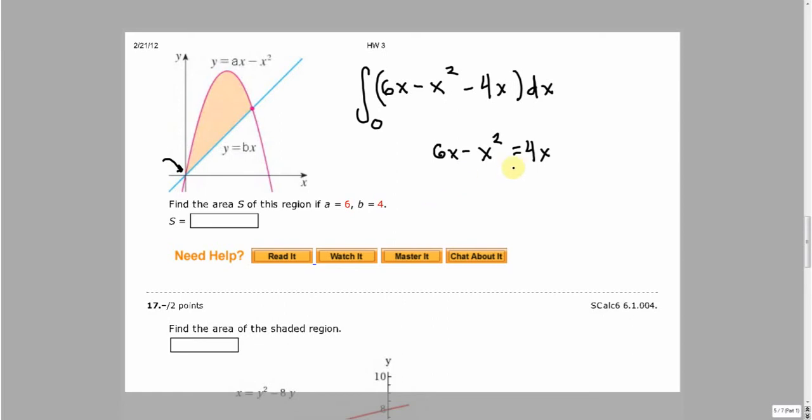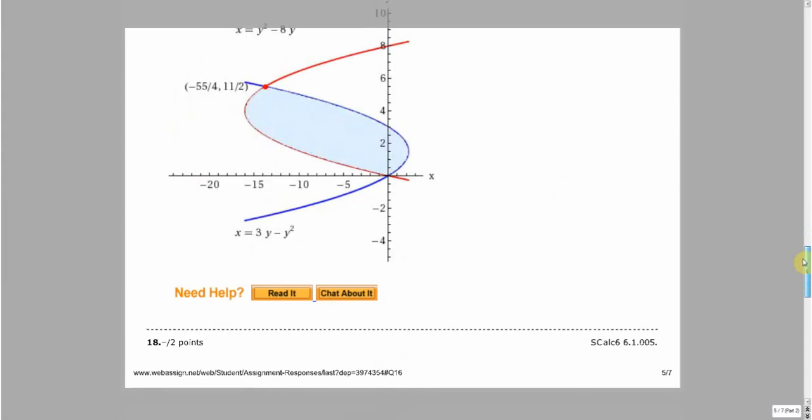So let's see if we can make it a little bit nicer. Take 4x away from both sides and you get 2x minus x squared is equal to 0. And you can factor out an x, right? And then you get 2 minus x equals 0. Okay, so you're supposed to integrate from here to here. So those are the limits. And it should be pretty obvious now what you're supposed to do. So let's go on to number 17. It's another shaded region problem.